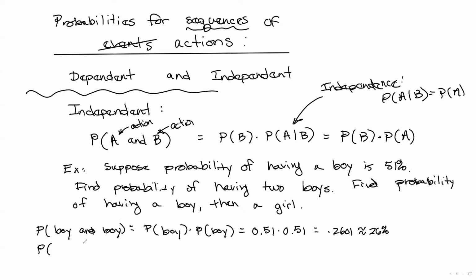What's your probability of having a boy then a girl? Again, these are independent, so we can do probability of boy times probability of girl. Probability of the boy is 0.51, probability of the girl, 0.49, right? Their complements, 0.51, 0.49, you get 0.2499. So approximately 25%.